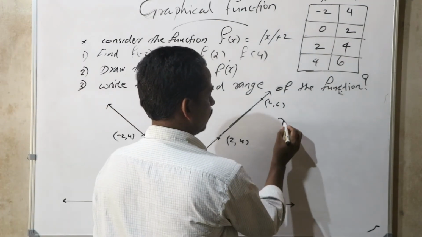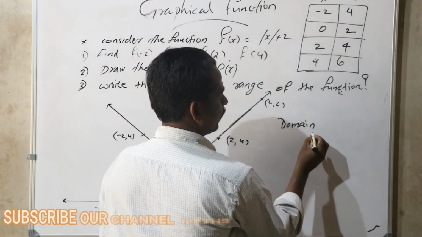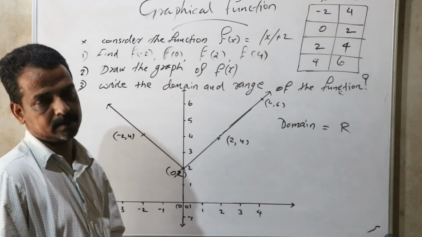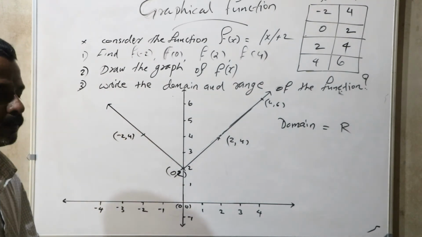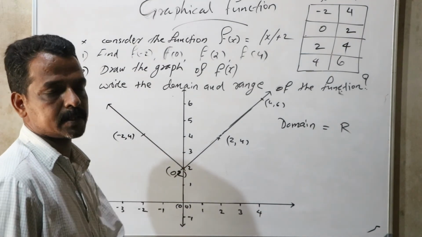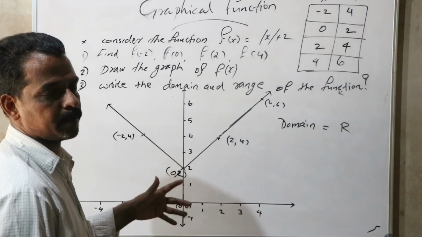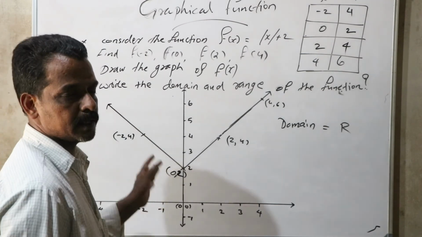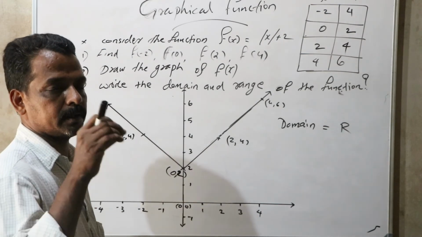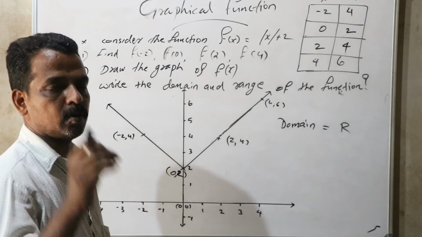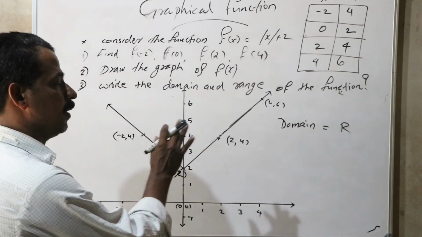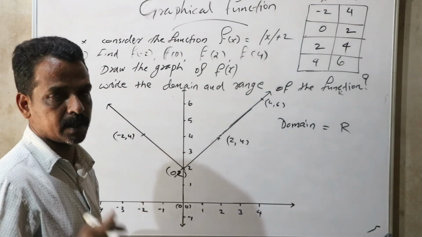So the domain is equal to R. Why? According to the x-axis, the graphical line starts from 0 to the left side and 0 to the right side. So all real numbers are in the domain. The domain is R. R indicates real numbers.